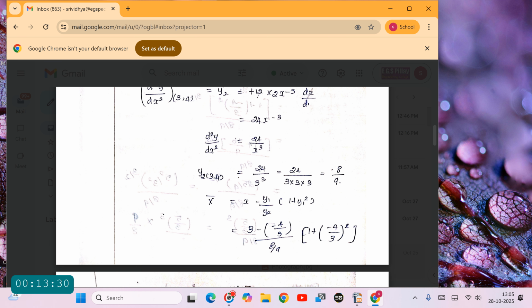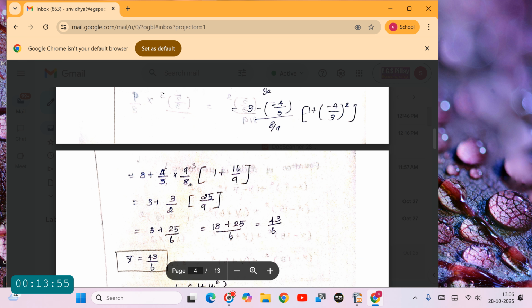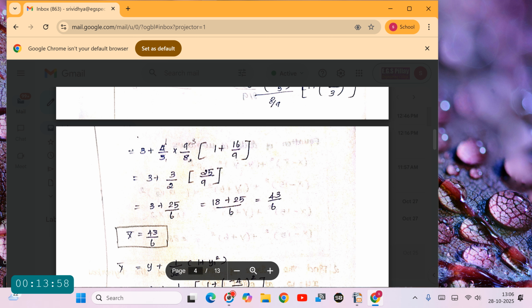Next we need to find the value x bar. X bar is equal to x minus y1 by y2 into 1 plus y1 square. Already we know that the values of x and y are given by 3 comma 4. So we can substitute x value as 3, y1 as minus 4 by 3 and y2 as 8 by 9. We can substitute all those things in the formula of x bar, that is the center of curvature x component. In the next step, if you simplify, you get x bar value as 43 by 6.